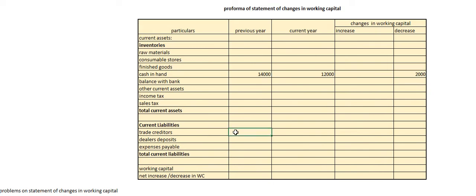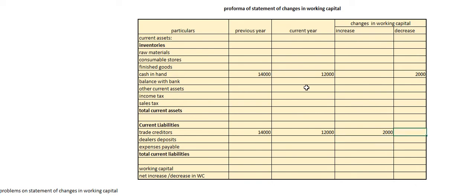Moving on to taking one example from a current liability, I will take the same amounts, which is trade creditors 14,000 last year. In the current year, it is 12,000. So here also, there is a decrease in current liability, but the logic does not remain the same, it differs for the current liability. When the current liability decreases, your working capital increases. So you'll put down the 2,000 amount in the increase column. And when the current liability increases, you'll put down the amount in the decrease column.